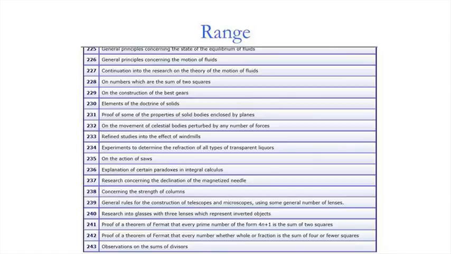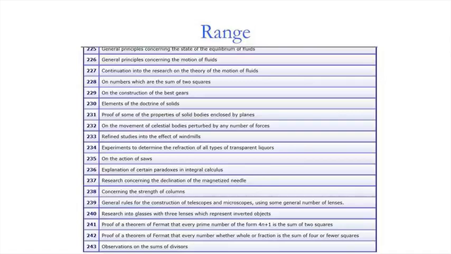Then he switches to number theory, on the numbers which are the sum of 2 squares. Back to mechanics, on the construction of gears. The elements of the doctrine of solids. Proof of some of the properties of solid bodies enclosed by planes. And I was delighted with my random snapshot, because this is the topic I spoke about last year when talking about surfaces and topology, about Euler's formula for a polyhedron, connecting the number of edges, faces, and vertices. So it was lovely to see it come up, as it were, randomly here.